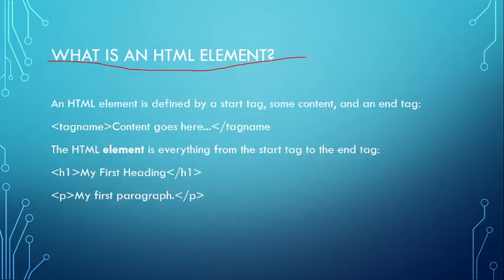What is an HTML element? An HTML element is defined by a start tag, some content, and an end tag. For example, the start tag, the content goes here, and the end tag. So the HTML element is everything from the start tag to the end tag.